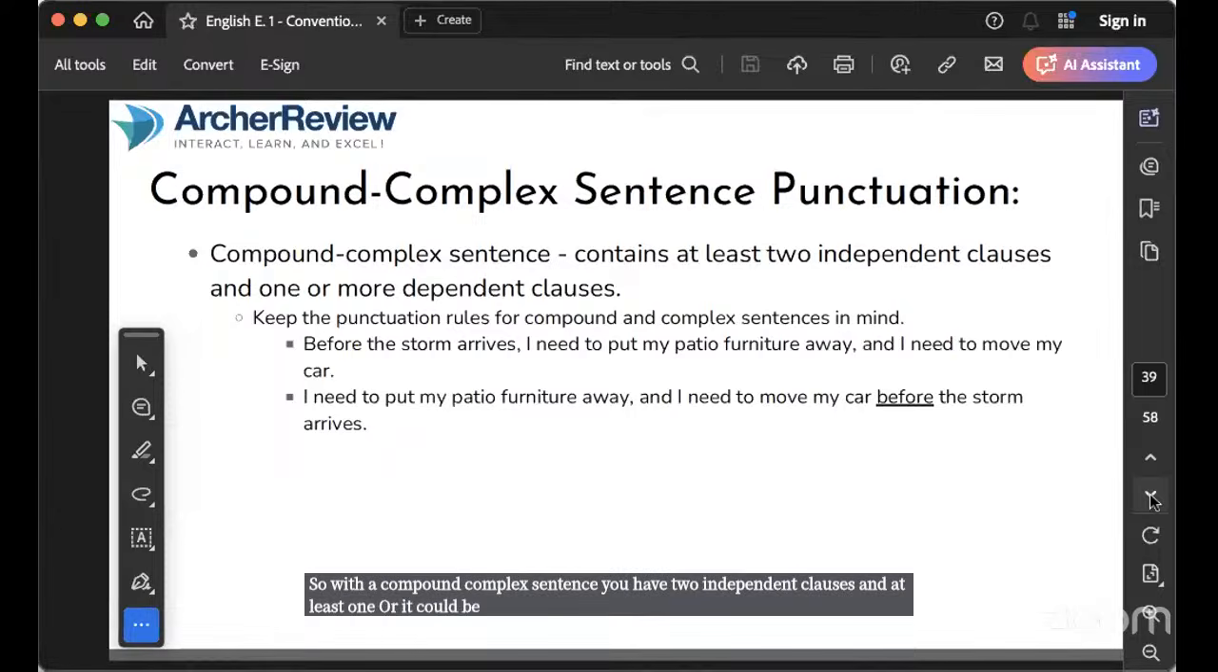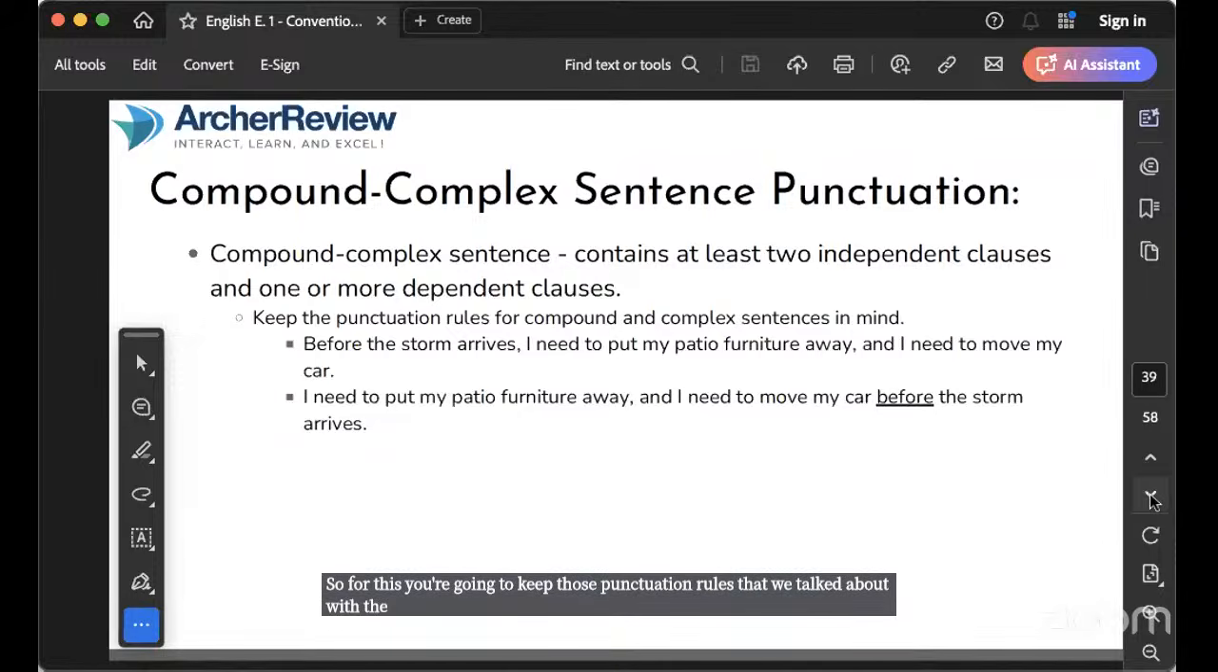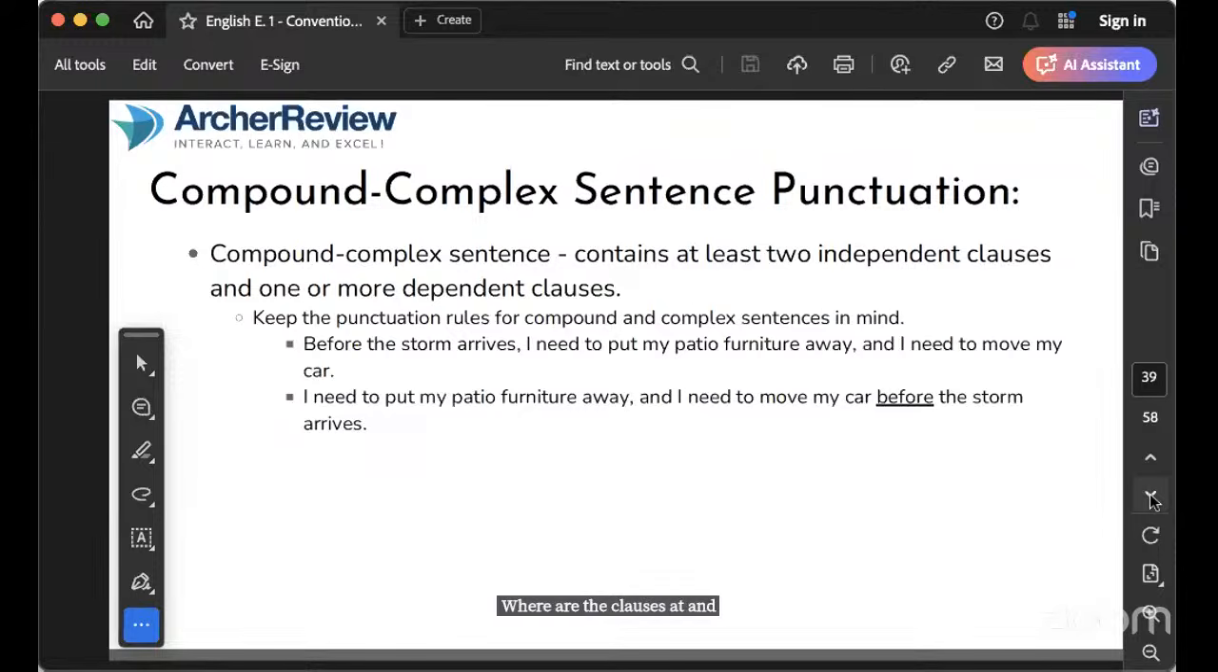So for this, you're going to keep those punctuation rules that we talked about with the compound sentences and the ones that you used with the complex sentences. So this is where you really have to focus on what type of clause is where in the sentence. You're going to have to look at where the clause is at and how they are connecting to each other, or how they need to connect to each other.